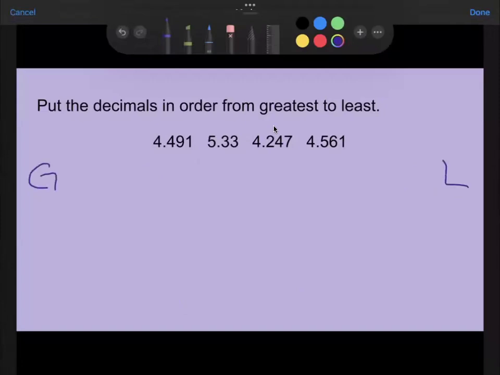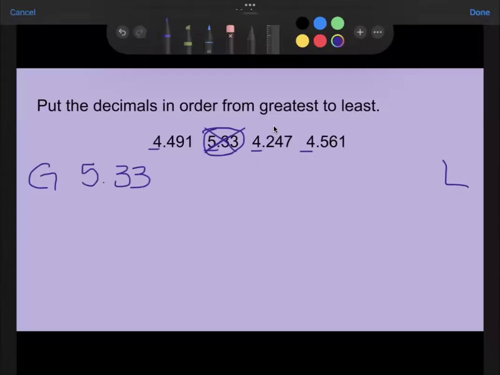So we see that this is a 4, a 5, a 4, and a 4. So 5 is greater than the other 3 4s, so that means this is automatically the greatest number. So I'm going to put this here, 5.33, and then I can cross it off.